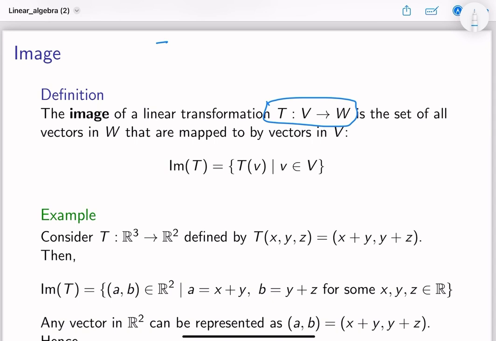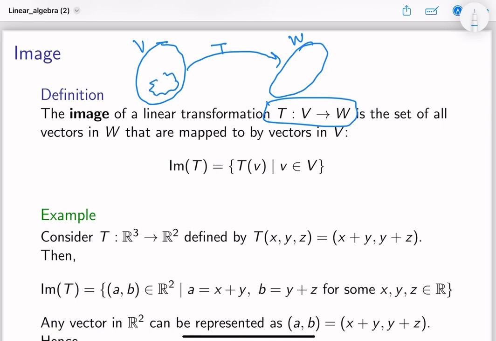So let us draw a picture here, because we're introducing new concepts. So we have this T. It goes from the vector space V to the vector space W. Inside V, there is something called the kernel of T, right? And this kernel has the property that all these vectors get mapped to 0. So this is what the kernel is.